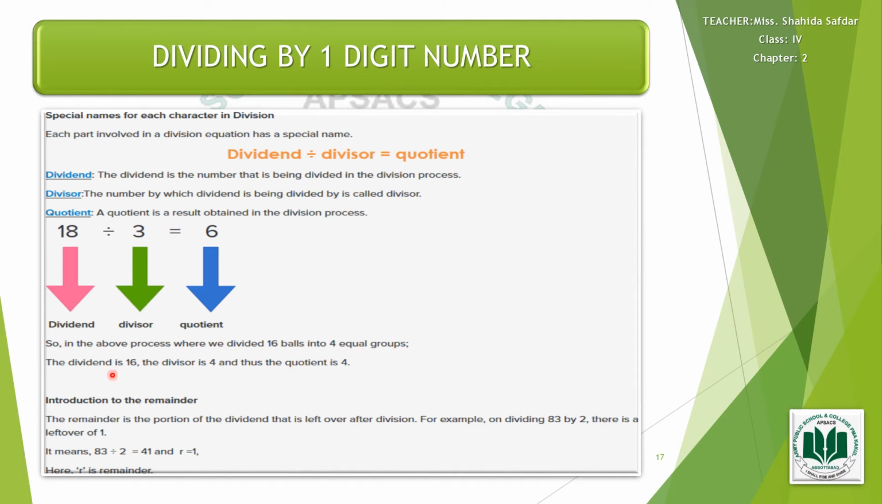Now what is the remainder? The remainder is the portion of the dividend that is left over after division. For example, on dividing 83 by 2, there is a leftover of 1. It means 83 divided by 2 equals 41 and R equals 1. This R is remainder. Here R stands for remainder. 83 is the dividend, 2 is the divisor, 41 is the quotient and 1 is the remainder.